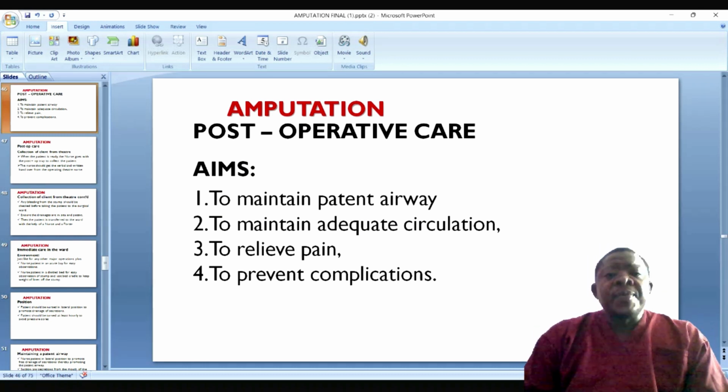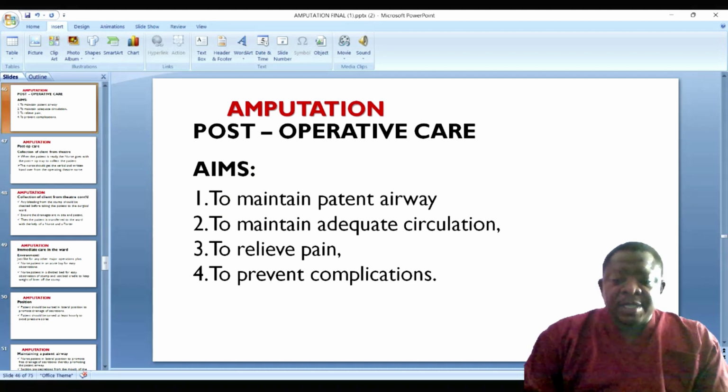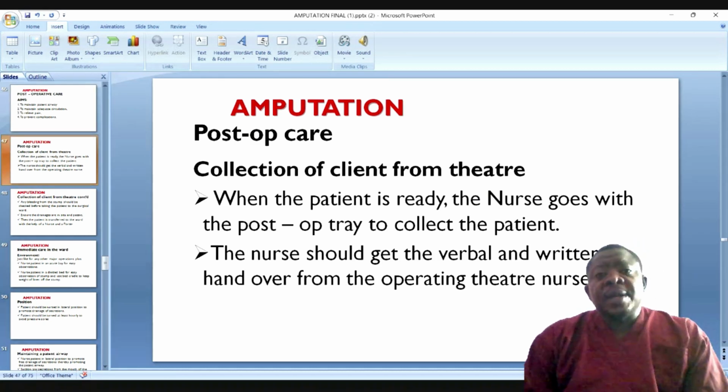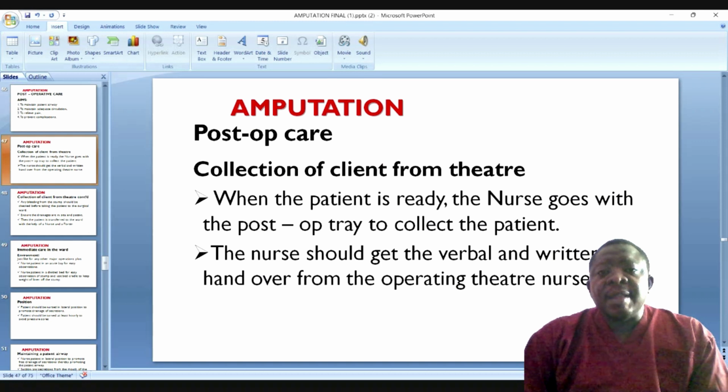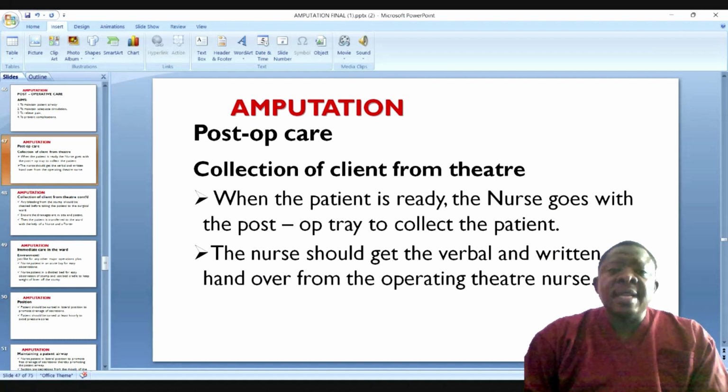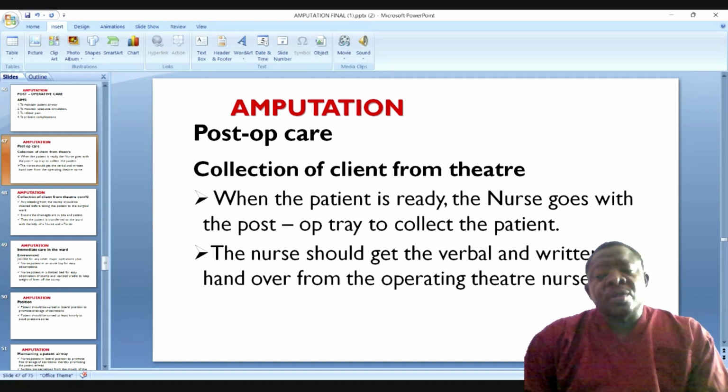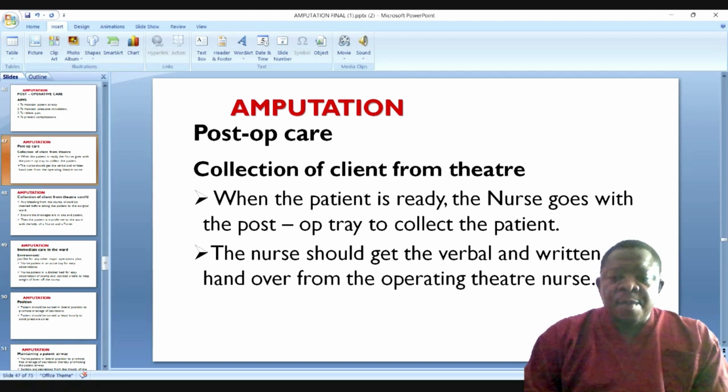Maintaining a patent airway: next, you can nurse this patient in a lateral position. This will promote free drainage of secretions, thereby promoting a patent airway. Suction the secretions from the patient, it will help maintain a patent airway. Encourage the patient to take a deep breath in and out. It will also help maintain a patent airway.